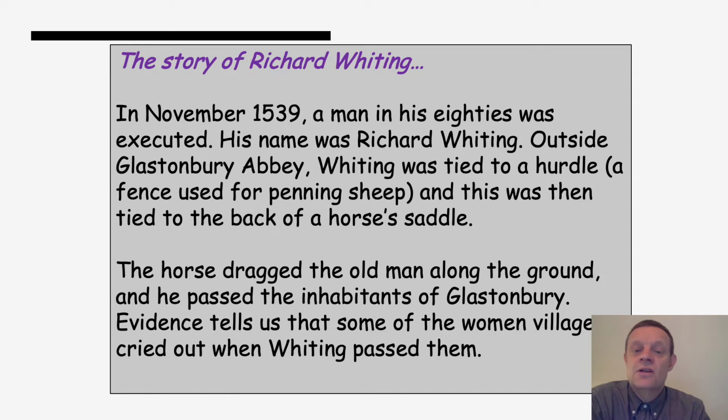So the story starts like this. In November 1539, a man in his 80s was executed. His name was Richard Whiting. Outside Glastonbury Abbey, Whiting was tied to a hurdle, and this was then tied to the back of a horse's saddle. The horse dragged the old man along the ground, and he passed the inhabitants of Glastonbury.